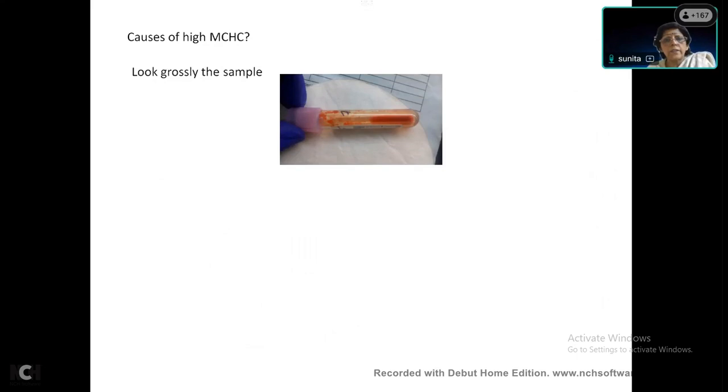So what are the causes of high MCHC? It can happen in hereditary spherocytosis. It can happen in sickle cell anemia because of some dehydration of the cell. Then it is seen in cold agglutinin disease. So you should look grossly at the sample. Can you see here? These agglutinates can be seen sticking to the vacutainer.